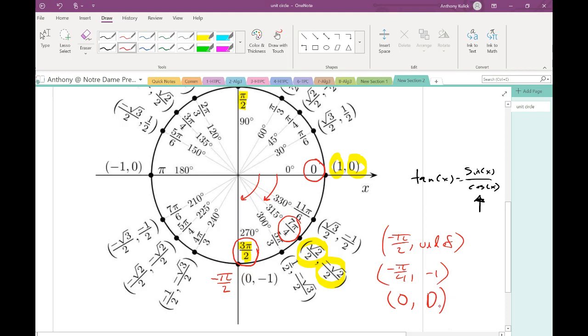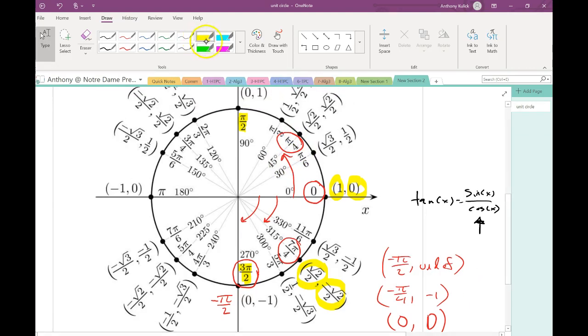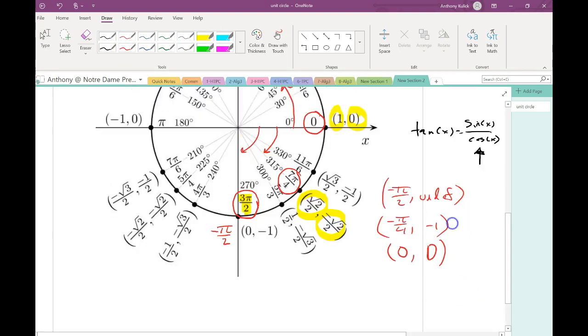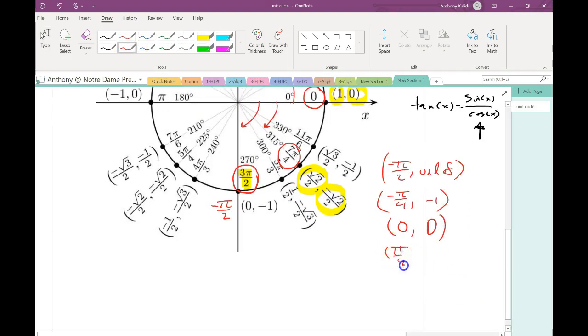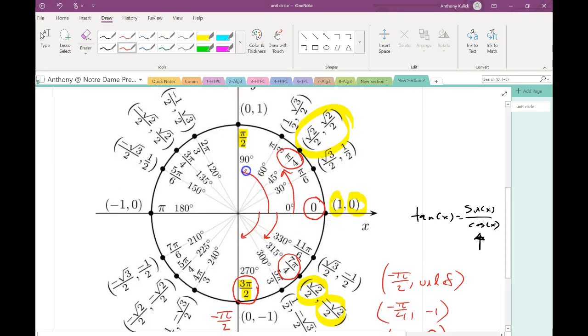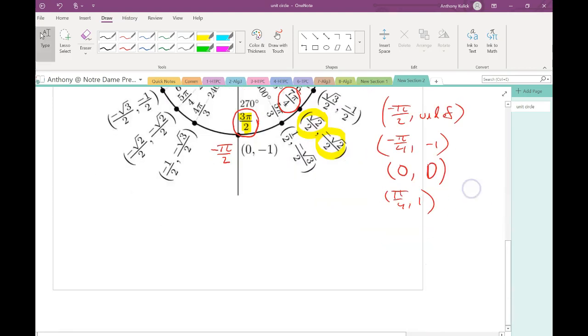Remember that tangent is sine over cosine, right? The next place I'm going to go to is here. So that's pi over 4. What is tangent going to be at pi over 4? 1. And then my last place I'm going to end at is here. And what did we say the tangent was going to be at this location? We already said this. Undefined is correct.